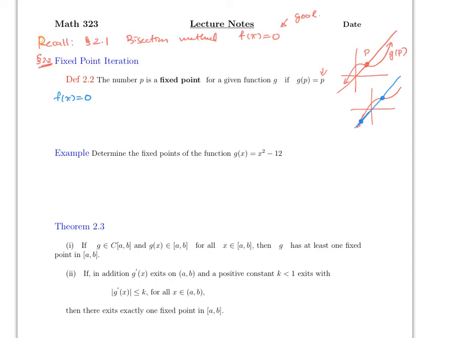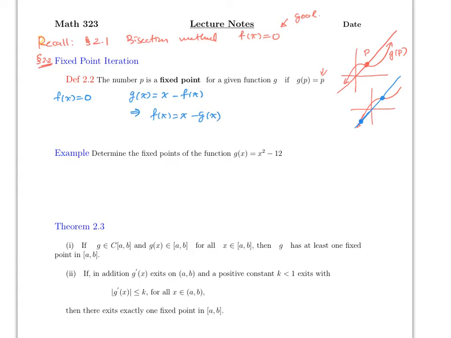Now remember that the goal we have is to solve f of x equals 0, where f of x is a function. So from here, if you write g of x equals x minus f of x, if x is a fixed point, then this will give you 0. Now this is also equivalent to saying that f of x equals x minus g of x.